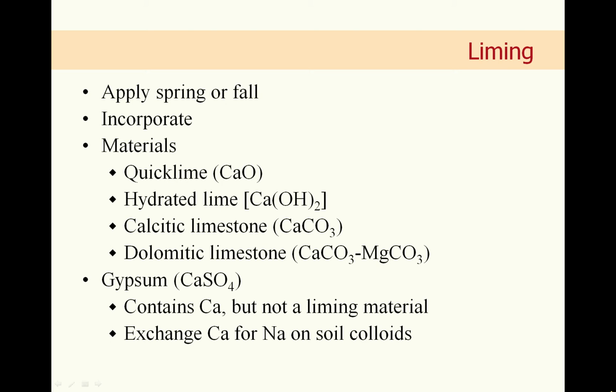Some people might think of gypsum, calcium sulfate, as a liming material. However, it is not a liming material, so it doesn't have an effect on pH. What it can be used for, however, is on soils where there's a lot of sodium. For instance, in Minnesota, if you had a lot of salt in your soil due to road salt from the winter, you might use gypsum to help exchange the sodium on the soil colloids, and calcium would replace the sodium. So it does have a use in turf management, but it's not a liming material.